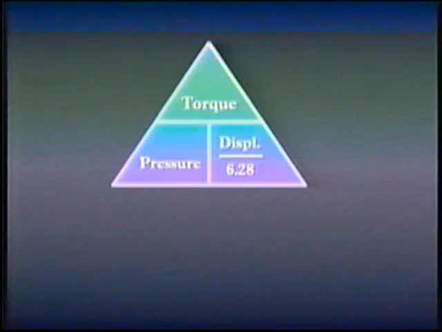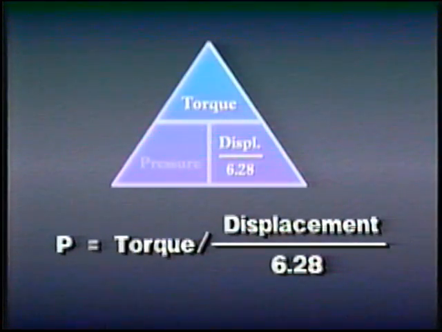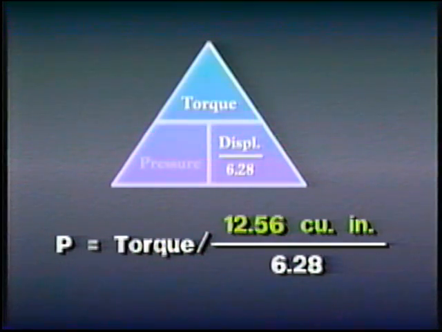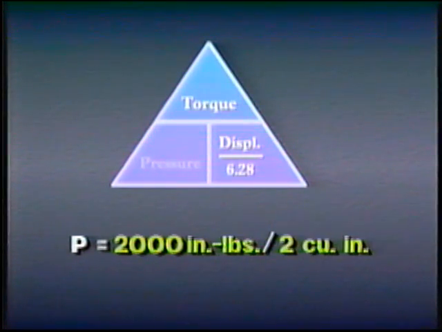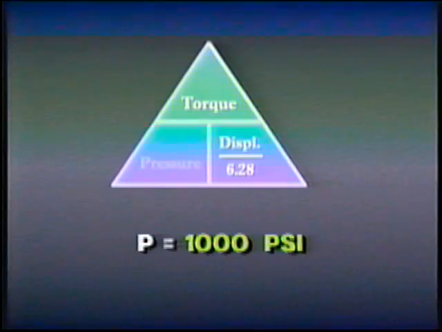Suppose we want to know how much pressure must be applied to a motor with a displacement of 12.56 cubic inches in order to produce 2,000 inch-pounds of torque. We divide 6.28 into 12.56 cubic inches and get 2 cubic inches. We then divide 2 cubic inches into 2,000 inch-pounds and get the answer, 1,000 pounds per square inch.